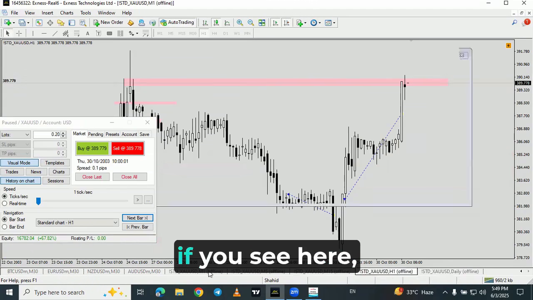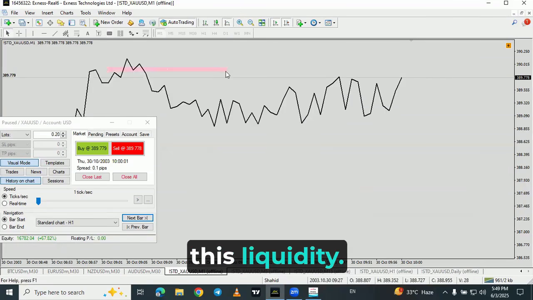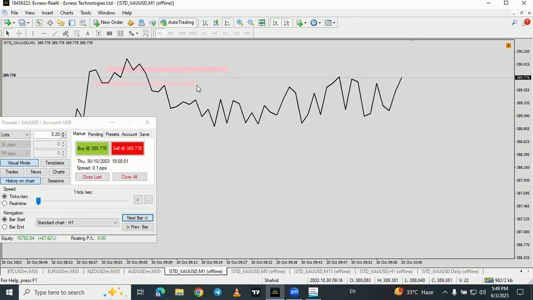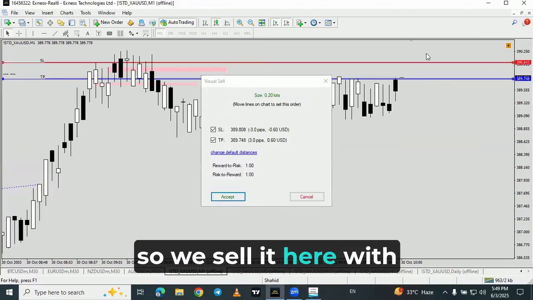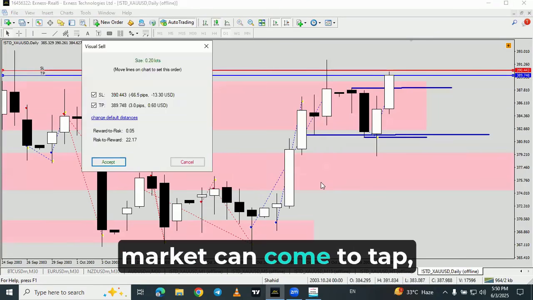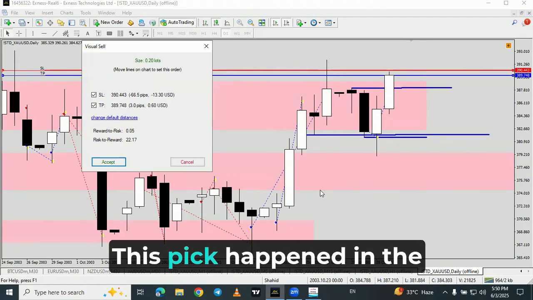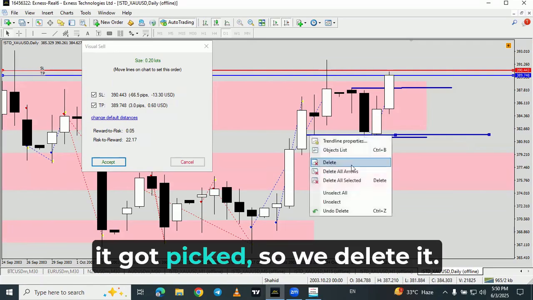For the sell setup, if you see here, the structure has been bought and sold here, and it is creating all this liquidity, so we sell it here with the same sell. And if you see in the daily, which room remains where the market can come to tap, we need to refine it. This liquidity was picked by the market, so we delete it.